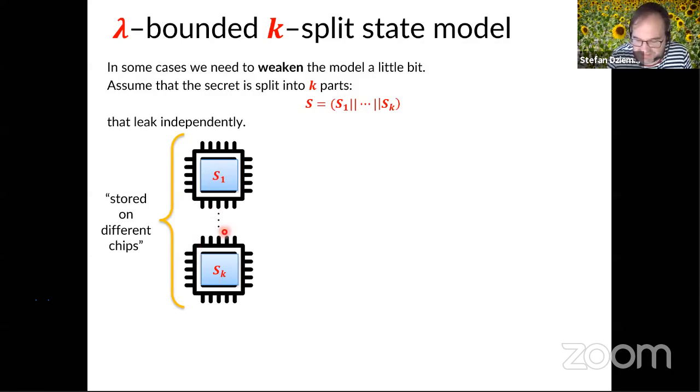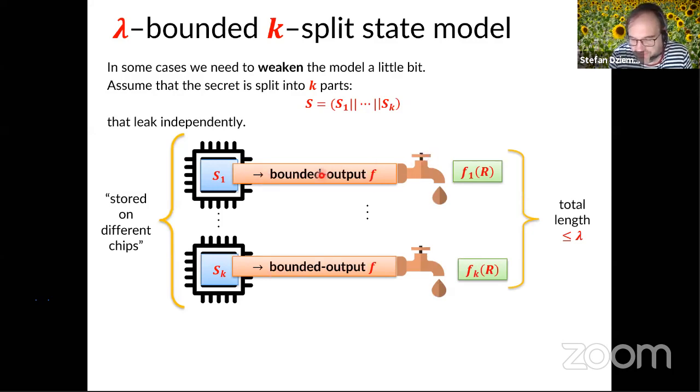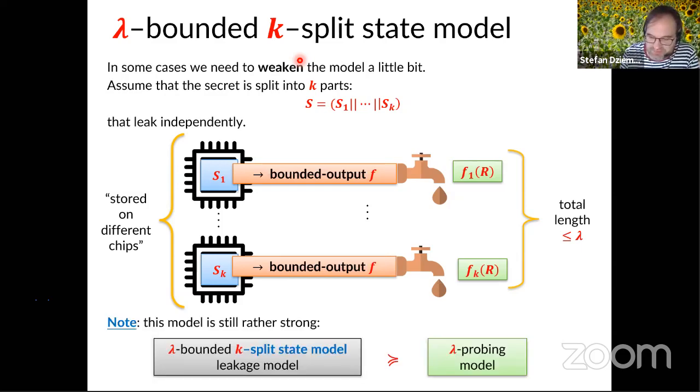So every secret part is stored on a different device, and then you have a bounded output function f from each of these devices independently, such that the total length is at most lambda. One case split state model would be the original bounded output model. It's easy to see that this model is still rather strong. Of course it's weaker than lambda bounded leakage, but it's still stronger than probing, because individual bits can still easily leak this way. So that was the case split state model.